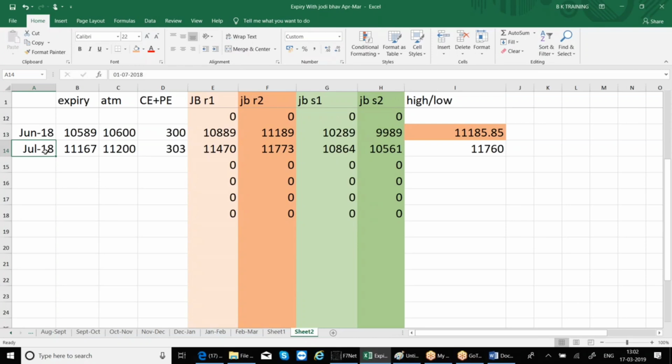हाँ, अगर ओपन लो खुला और एक्सपायरी का लो नहीं तोड़ा तो what is my side? So will I buy a put? No, I will buy only a call.